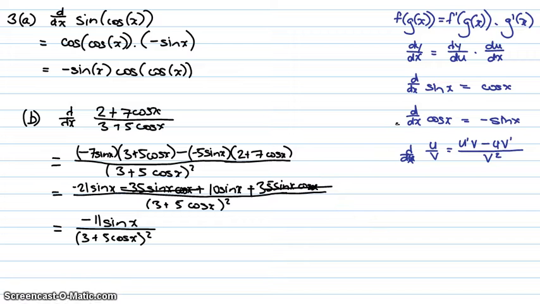Alright, how do I do part C? Part C, I need to differentiate x sine x cosine x. Well, we know how to apply the chain rule and the product rule, right? So again, if I have to differentiate u times v, what do I get? Hold u constant, differentiate v, plus differentiate u, hold v constant. So it looks something like this.